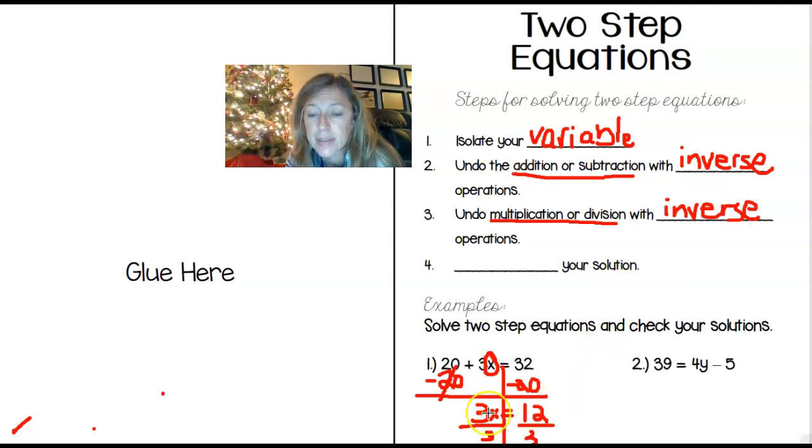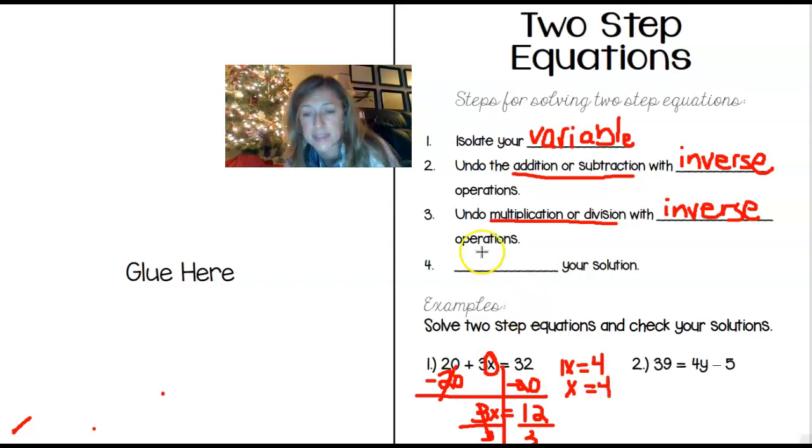Okay. And 3 divided by 3 is 1, right? So 3 divided by 3 is 1x. I'm going to just write the 1 so you can see what I'm doing. And 12 divided by 3 is 4. Do I need to write the 1 in front of the x? No, of course not. So really, I just know that 1x is worth 4.